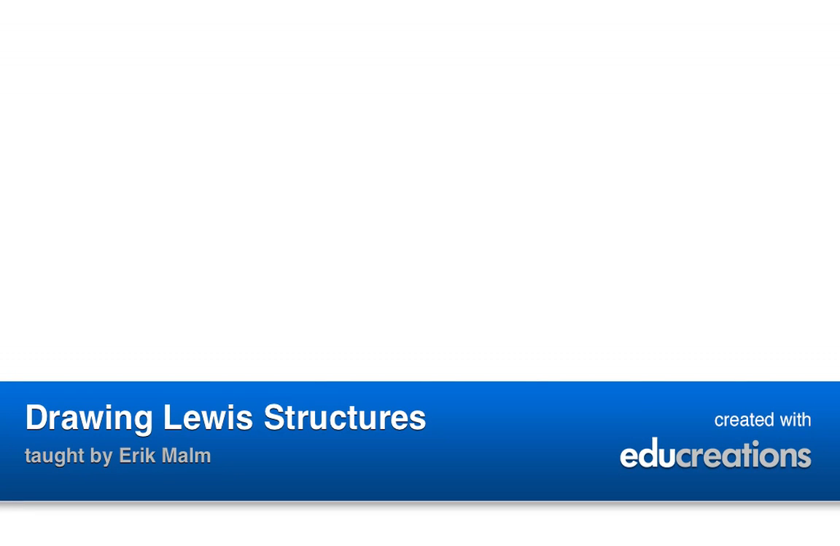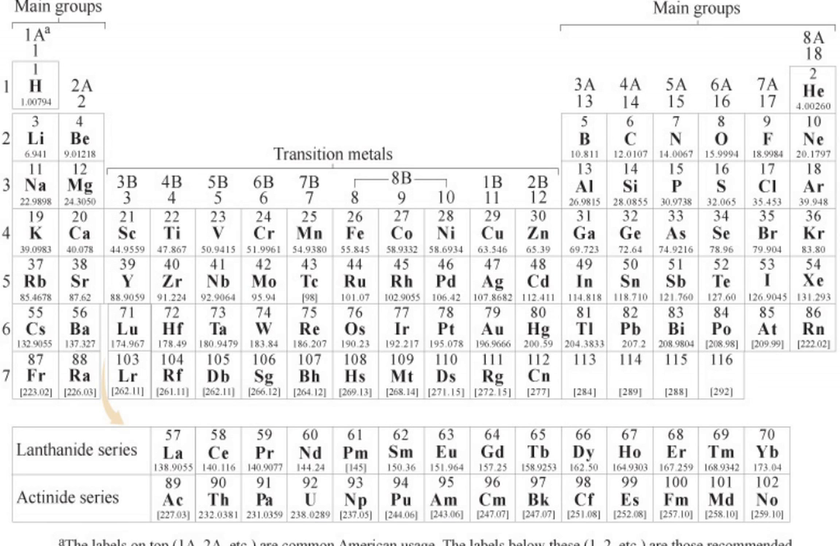Alright, so we are going to go over how to draw Lewis dot structures. To do this, we're going to start with finding our valence electrons. We have to look at our valence electrons on this. So let's review how to do that first.